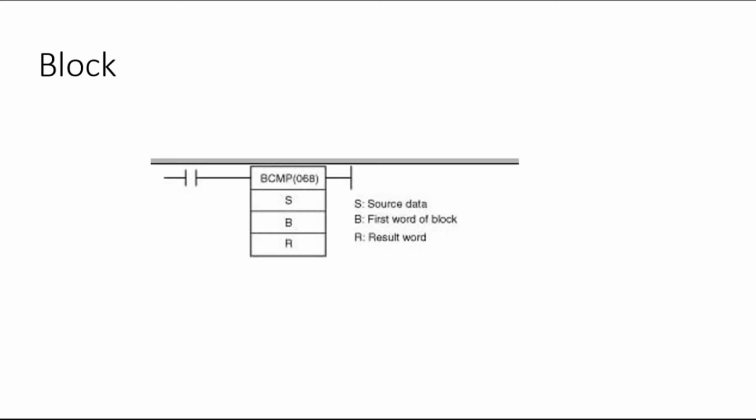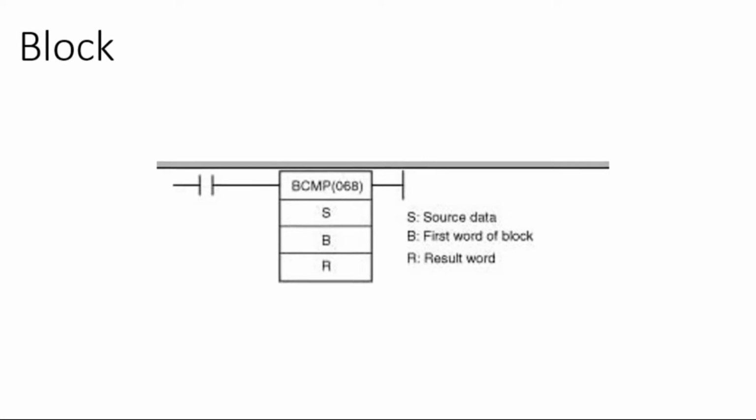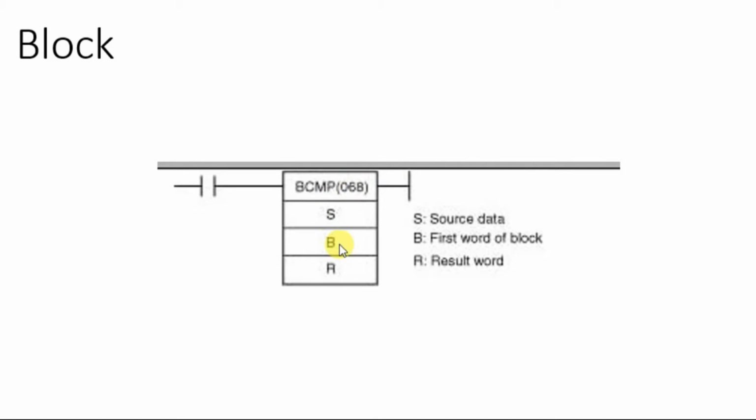I'm going to get help from the manual. This is the instruction block for BCMP, block compare. In this we have three things. First one is source data, which is the data you want to compare. The second one is first word of block, which is the block we are going to take as a reference, and the result has to be stored in R, that is result word.